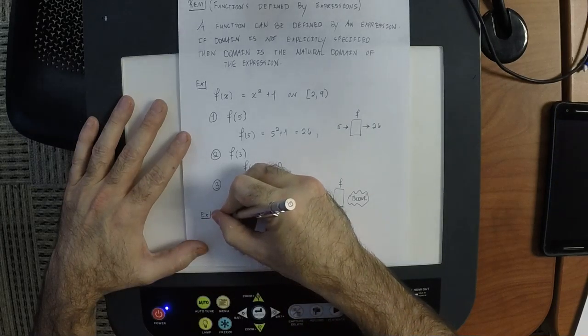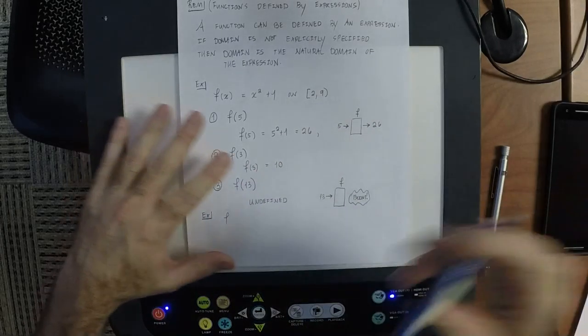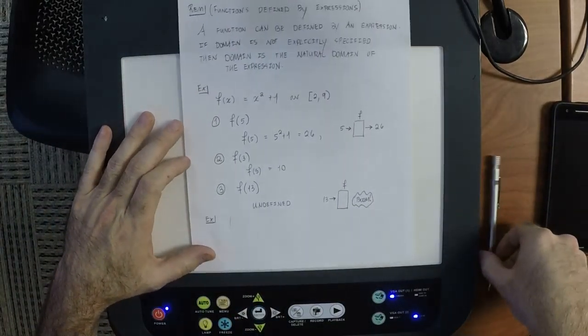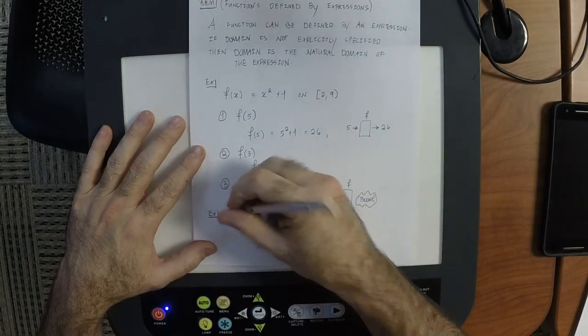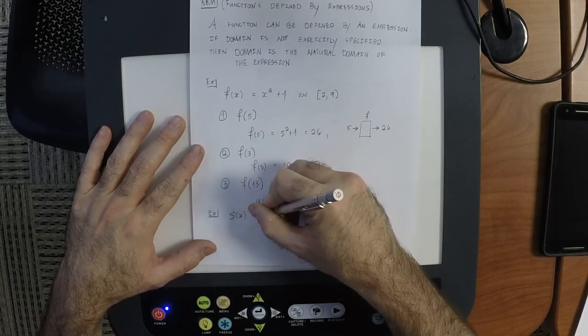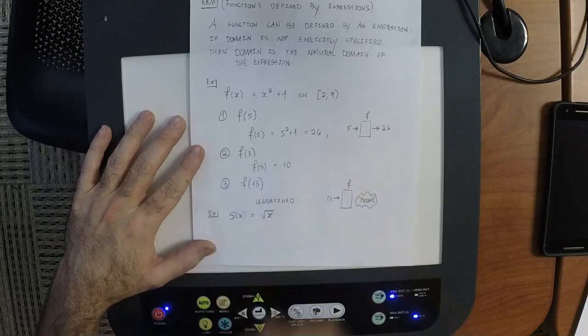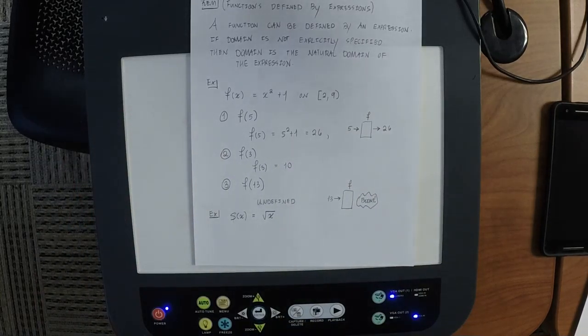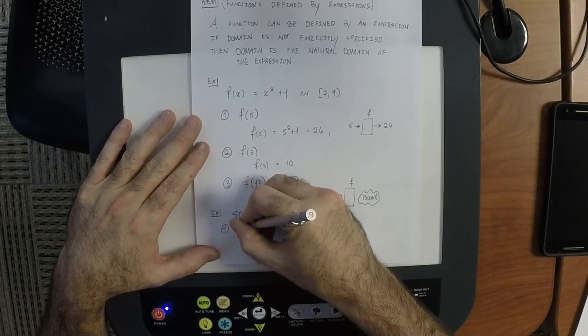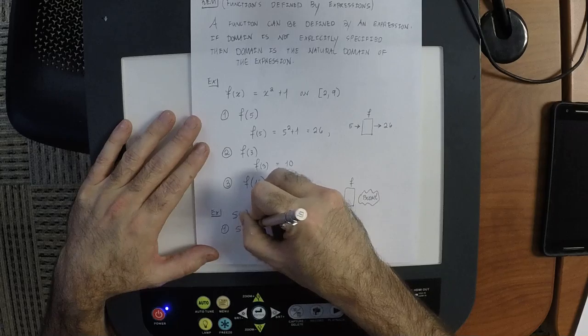How about this function? Let's give it a different name than f, because not all functions need to be named f. How about s of x is the square root of x? So my first question of you is, what is s evaluated at, say, 16?